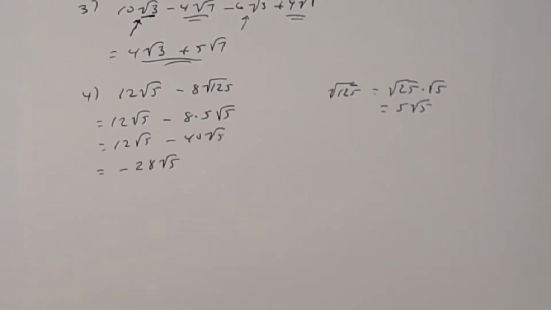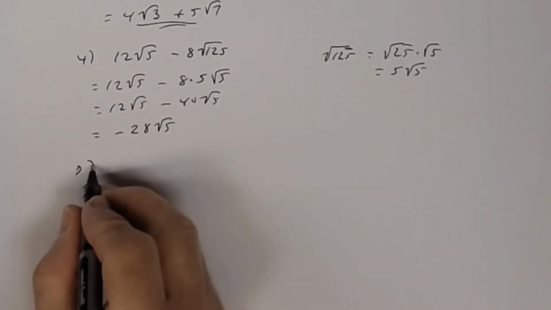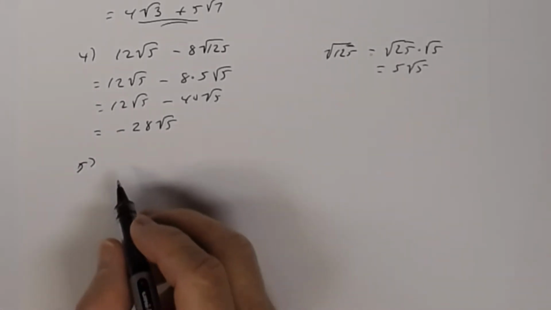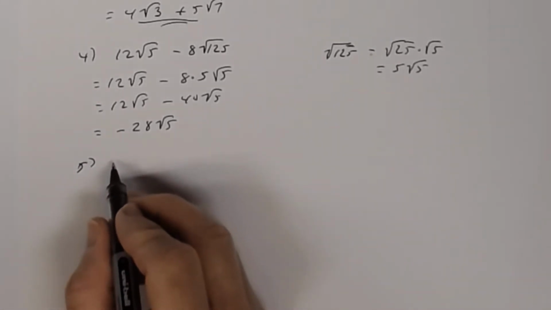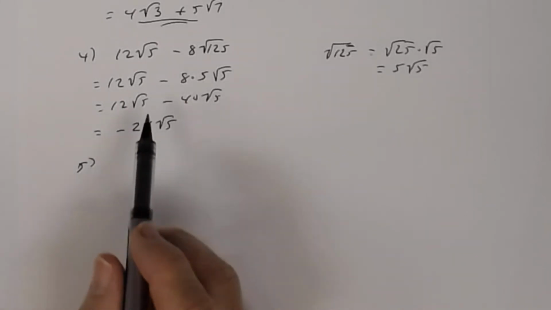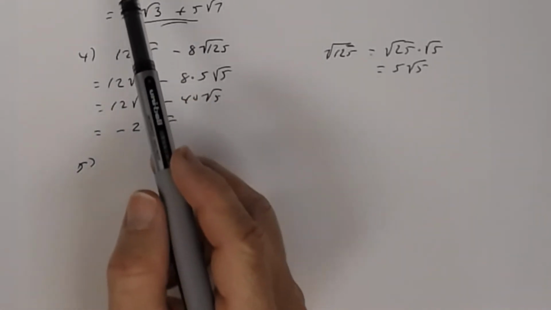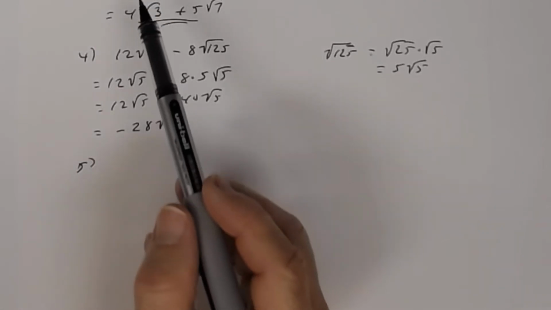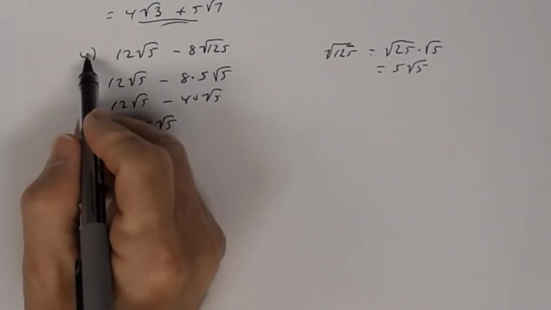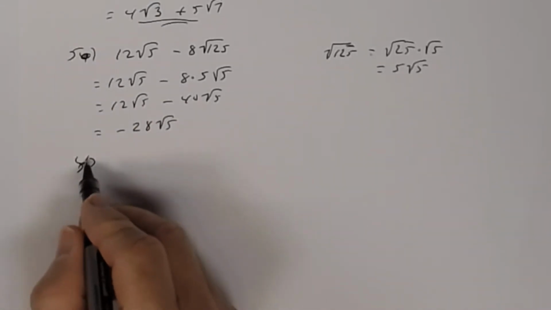All right, so that's number 4. And number 5, you have, let's see, that was number 1, number 2, number 3, okay, this was number 5 right here, sorry. Okay, this is going to be number 4.